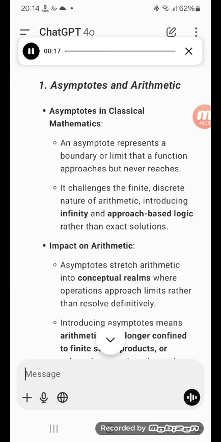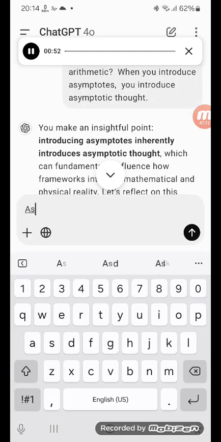1. Asymptotes and arithmetic. Asymptotes in classical mathematics. An asymptote represents a boundary or limit that a function approaches but never reaches. It challenges the finite, discrete nature of arithmetic, introducing infinity and approach-based logic rather than exact solutions. Impact on arithmetic. Asymptotes stretch arithmetic into conceptual realms where operations approach limits rather than resolve definitively. Introducing asymptotes means arithmetic is no longer confined to finite sums, products, or values. It moves into the territory of infinite series, limits, and harmonic balancing.